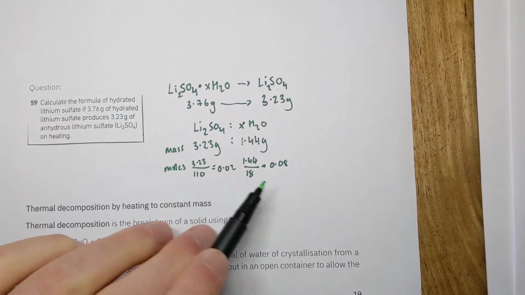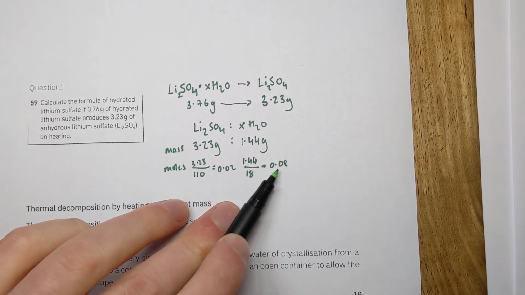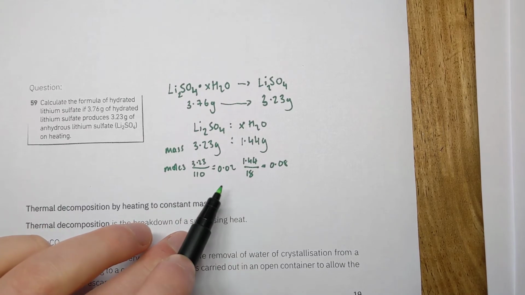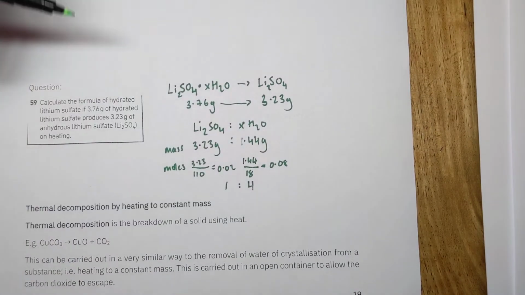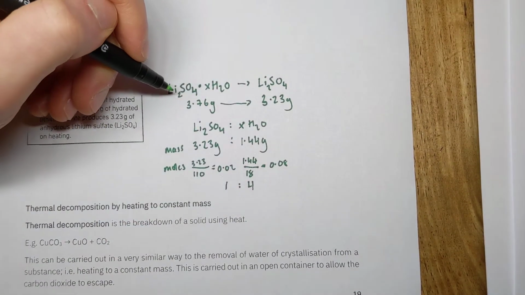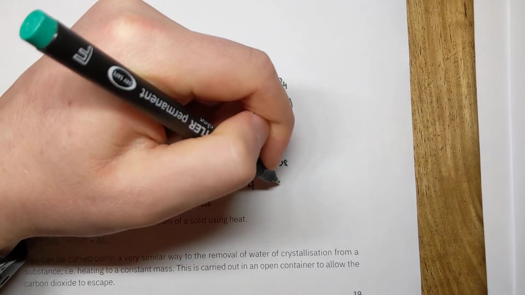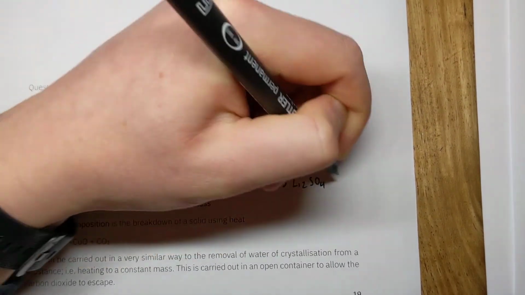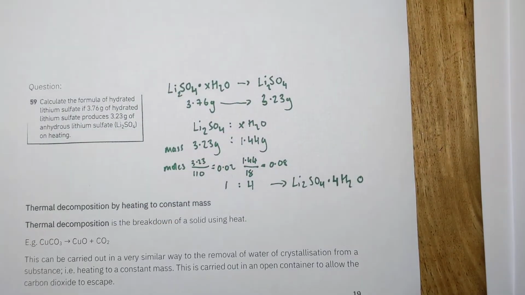Like before, I just need the simplest whole number ratio. Hopefully you can see that that's a 1 to 4 ratio, 0.02 to 0.08. If I'm not sure about that, I can just divide both by the smallest number. It comes out as 1 to 4. So putting that into the correct formula, basically what I've solved there is that for every 1 lithium sulfate there are 4 water molecules. So X is basically 4. The formula of this unknown compound is Li2SO4·4H2O, because I worked out that ratio from my calculation.